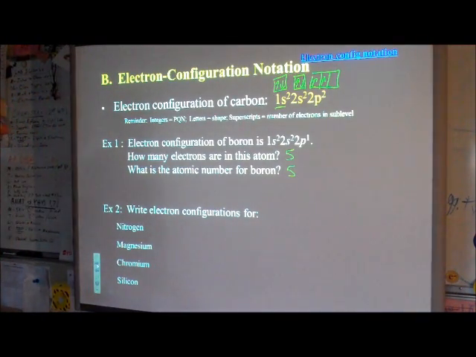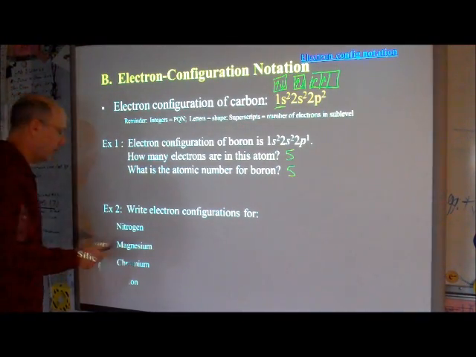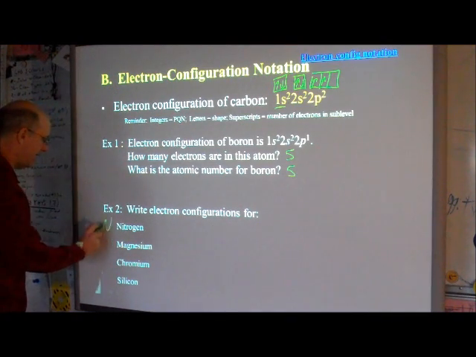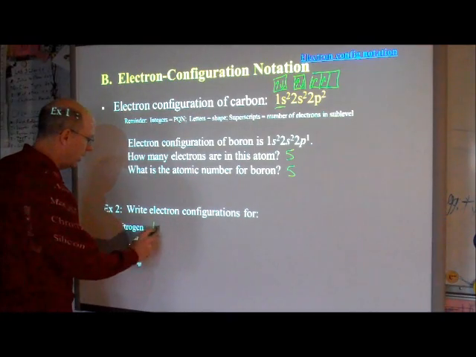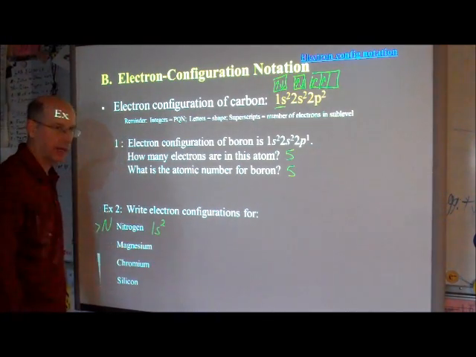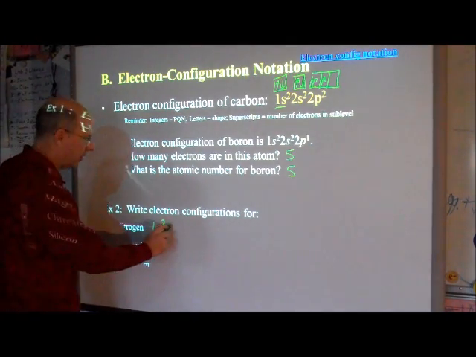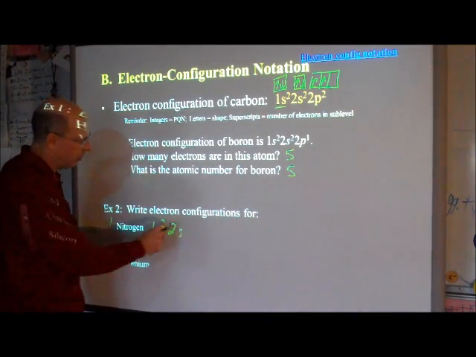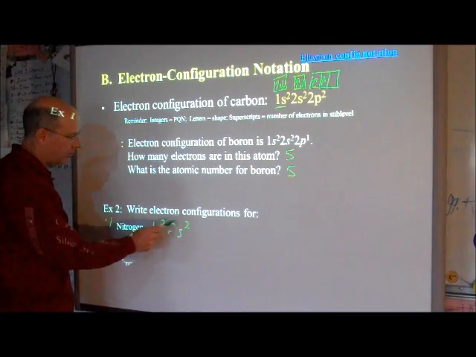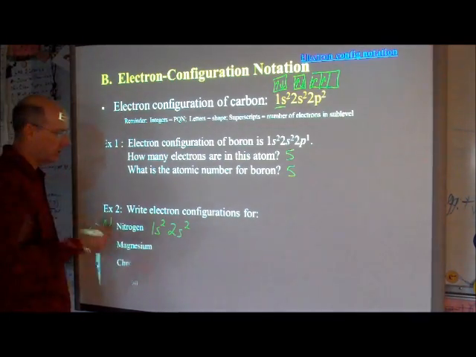Write the electron configuration for nitrogen. Look at the periodic table and you see nitrogen has 7 protons. So stop me when I hit 7. 1s, I can fit 2 electrons in there. What comes after the 1s? The 2s. How many electrons can fit in there? There's 1 box, so only 2 electrons can fit in there. So we have 2 plus 2 is 4. We need 3 more electrons.